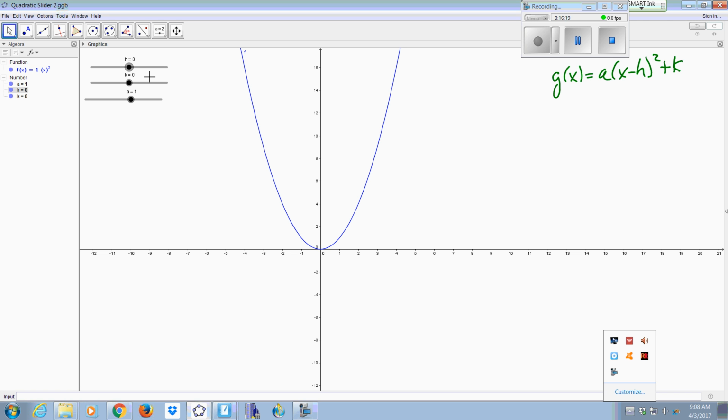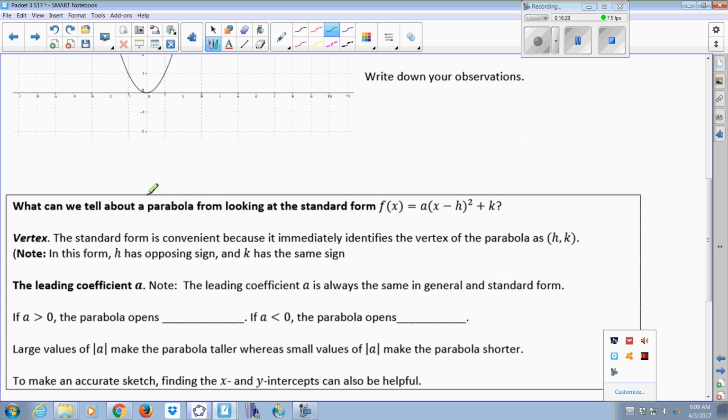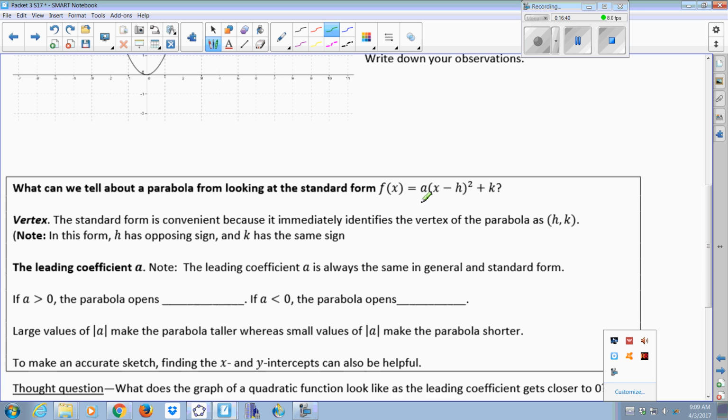And now let's see what we can say more generally now in the box that we've played with that. So what can we tell about a parabola when we look at this standard form or the vertex form? The standard form is convenient because it immediately identifies the vertex of the parabola, h comma k.